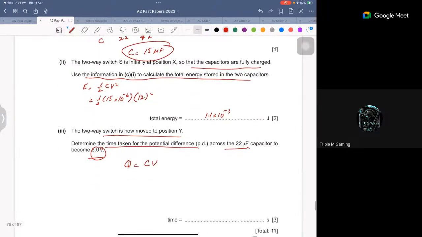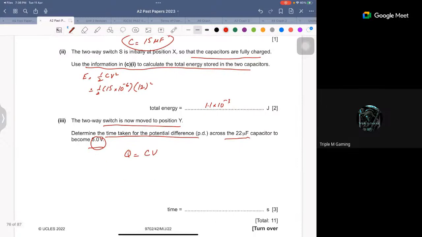There has to be a ratio. We can take the ratio method, or you can do the other method. The ratio is much easier, but never mind. 15 into 10 to the power of minus 6, voltage is 12. What is the total charge? So 180 microcoulombs, right? Yes. And then you can use Q equals CV again.